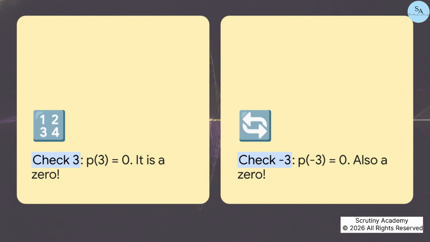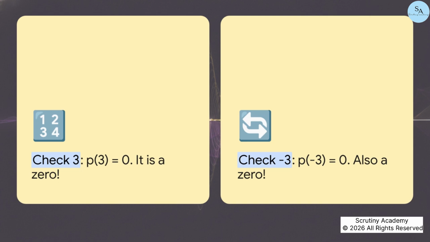Ready to level up? Here is a medium difficulty quadratic polynomial. We're given the equation p of x equals x squared minus 9 and asked to check if 3 and negative 3 are zeros. Let's test 3 first. 3 squared is 9. 9 minus 9 is 0. Boom, 3 is a 0.